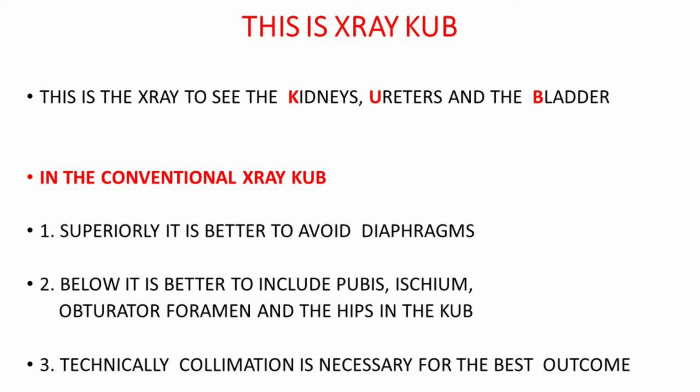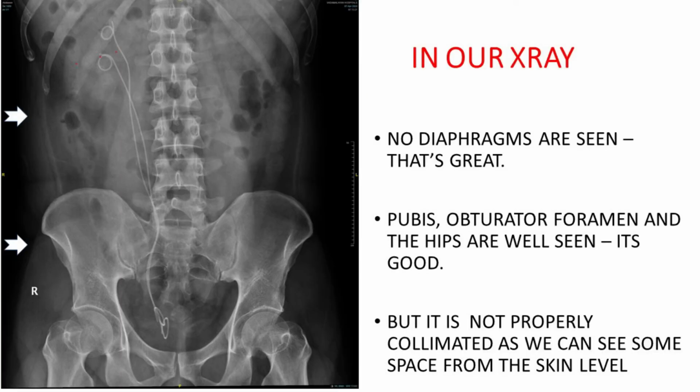For the first question, this is the X-ray KUB. Here the X-ray is done to see the kidneys, ureters and the bladder. That's why KUB. In the conventional X-ray KUB, three criteria I said. One is superiorly it should be better to avoid diaphragms. Below, it is better to include pubis, ischium, obturator foramen and the hips. The third one is technically collimation is necessary for the best outcome, right? Now we'll go to the second question.